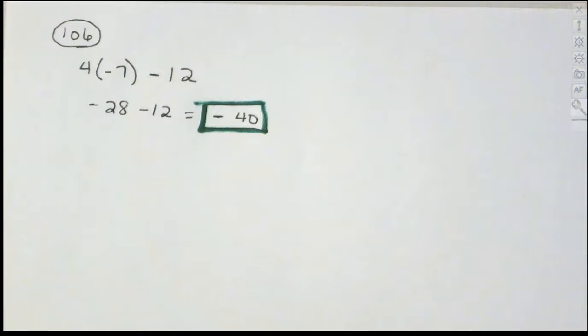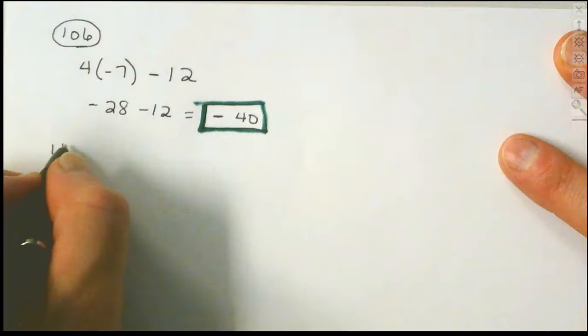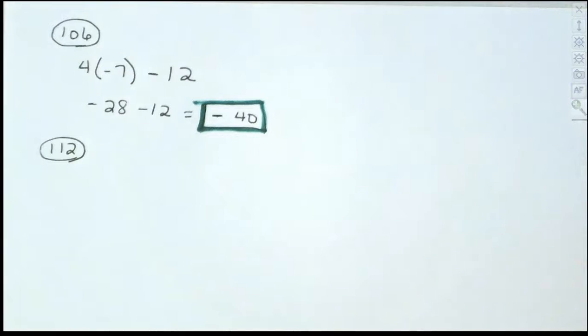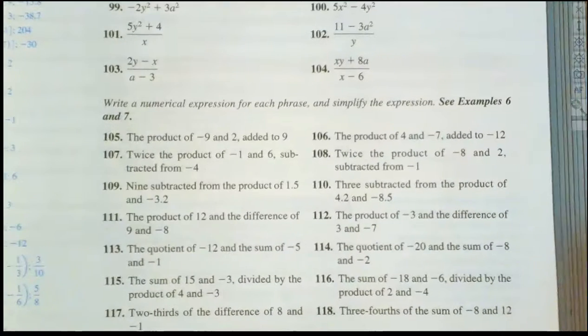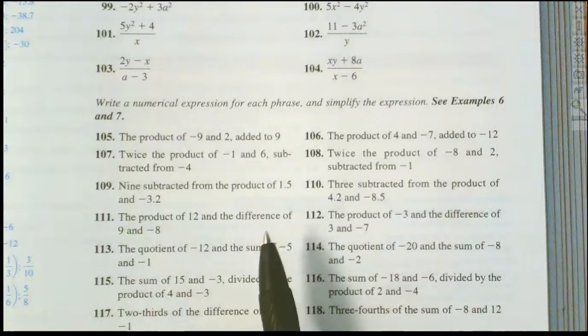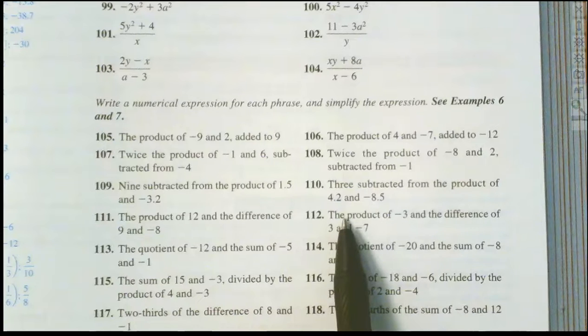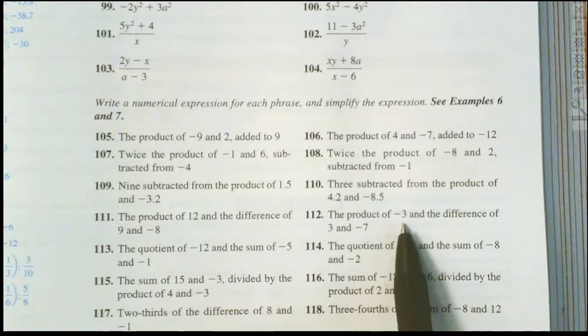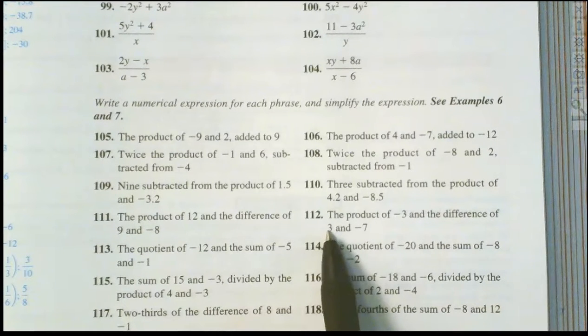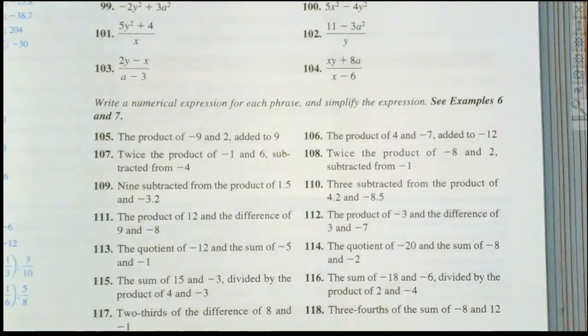That will be the next one we're going to look at. I want to do a variety of these, so we'll probably do at least 4, maybe 5 of them, just so we get a good conglomerate of all of them. The product of -3 and the difference of 3 and a -7.